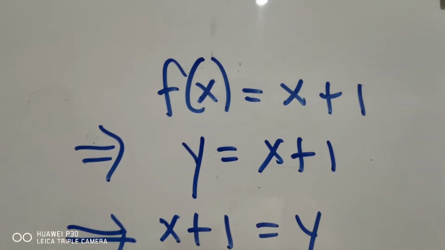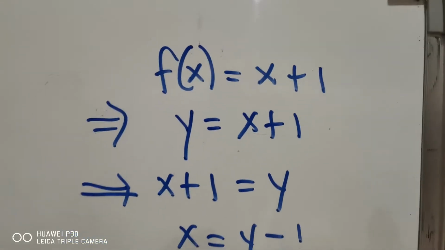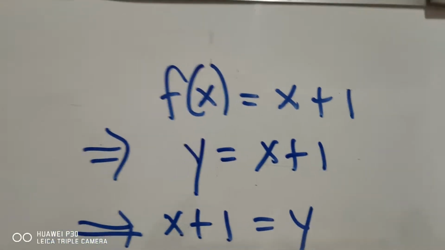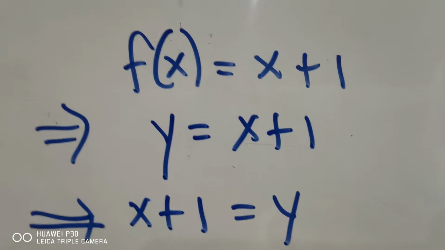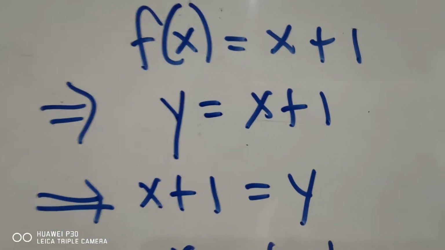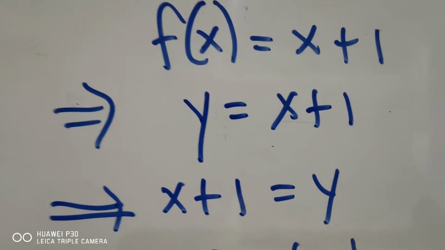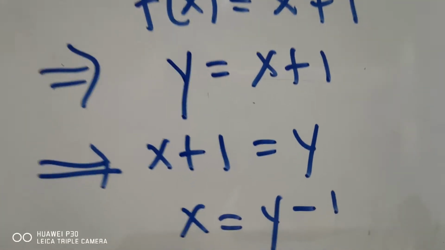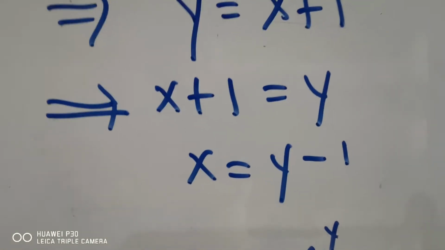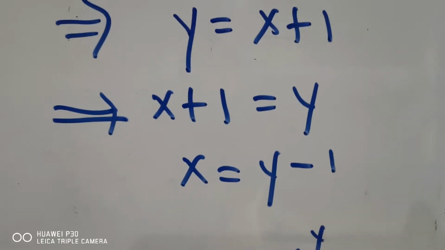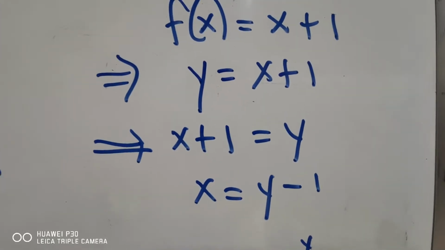Now, let's say function of x is equal to x plus 1. Let's replace function of x by y. So we have y equals x plus 1. And then let's say we put the x variable to the left side and the y variable to the right side. So that means x becomes the dependent variable of the value of y. So we have x equal to y minus 1. X equals y minus 1 is the inverse function.